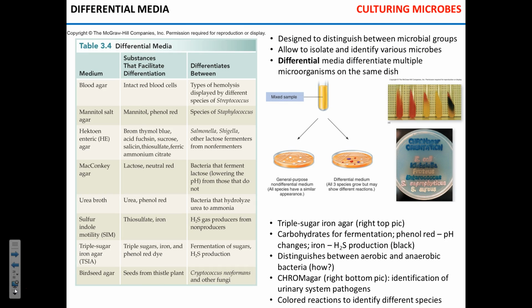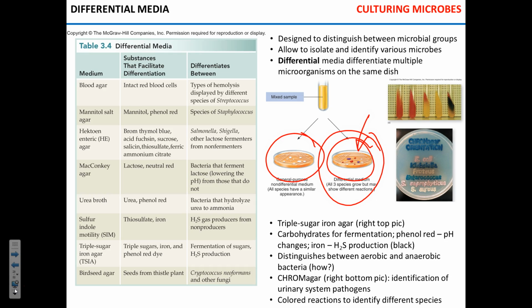Remember we just talked about MSA, mannitol salt agar? It allows different species of Staphylococcus to grow, but also helps you to differentiate them. So differential media supports the growth of multiple microbial species or genera so that those species or genera show up in different colors. Make sense? So here, general purpose, they're all the same. Here, they appear in different colors.